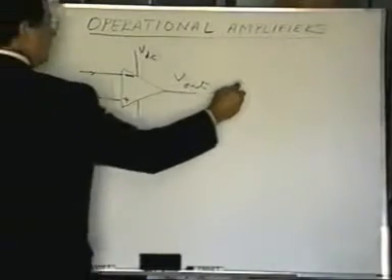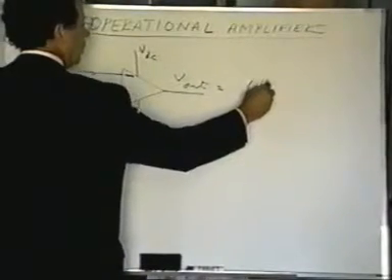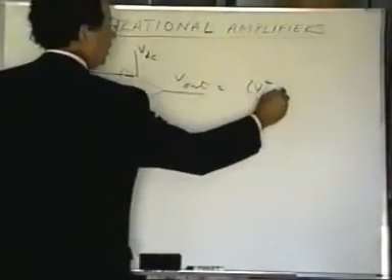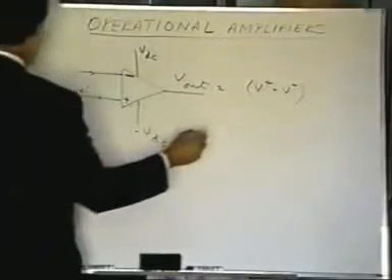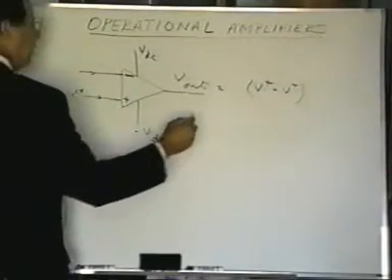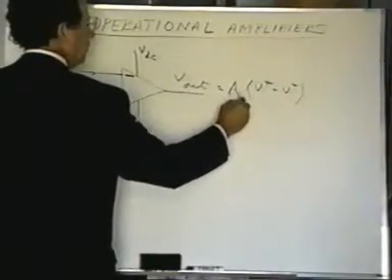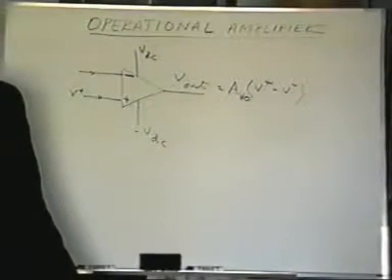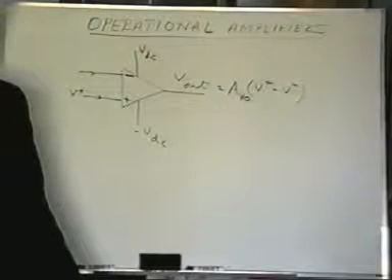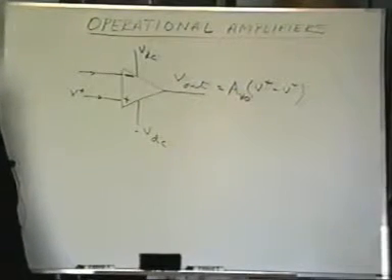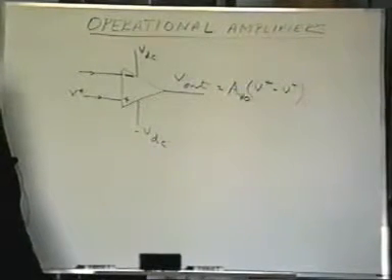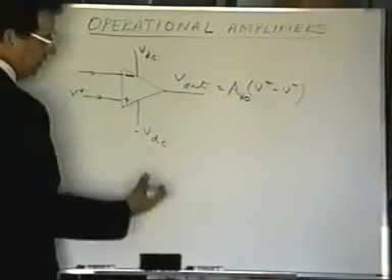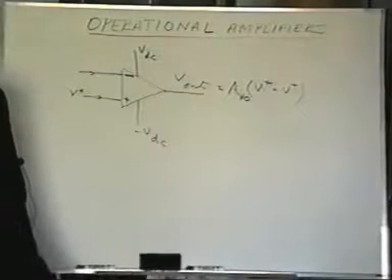The input signals are on these terminals, and the amplifier produces an output voltage which is equal to the difference between the voltage on the plus terminal and the voltage on the minus terminal, and the difference between them is multiplied by a number we'll call AV0. The output then is proportional to the difference between the two input voltages, provided the input voltages are small enough. We're not going to talk about driving the amplifier into saturation. We're keeping everything in the linear region right now.